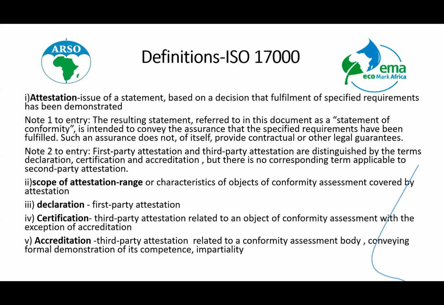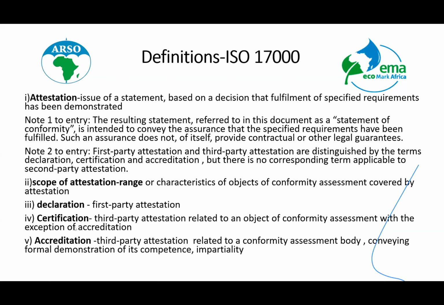Then we have scope. This is the range of characteristics of objects of conformity covered by the attestation. So here you have to be clear whether you are talking of an agricultural product, and also that is the agricultural scope, and also the actual standard, the product that you are talking about. Then there is the issue of declaration, and this we call first party attestation. It is a declaration that you are complying with the requirements specified in that standard. And this is where you have what Lillian will talk about later. There will be the self-declaration of conformity, and then also third-party certification.